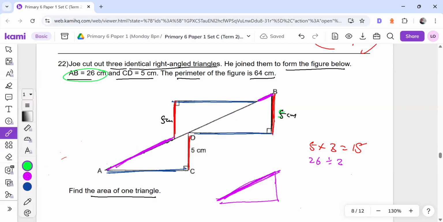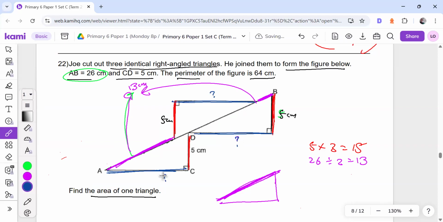So what do we do? Let me just put it here and use some colors, like that. So what's the length? 13. Okay, what else do we have? Now, can we find the blue color line? Can we find all this already? Yeah, we can find that already.